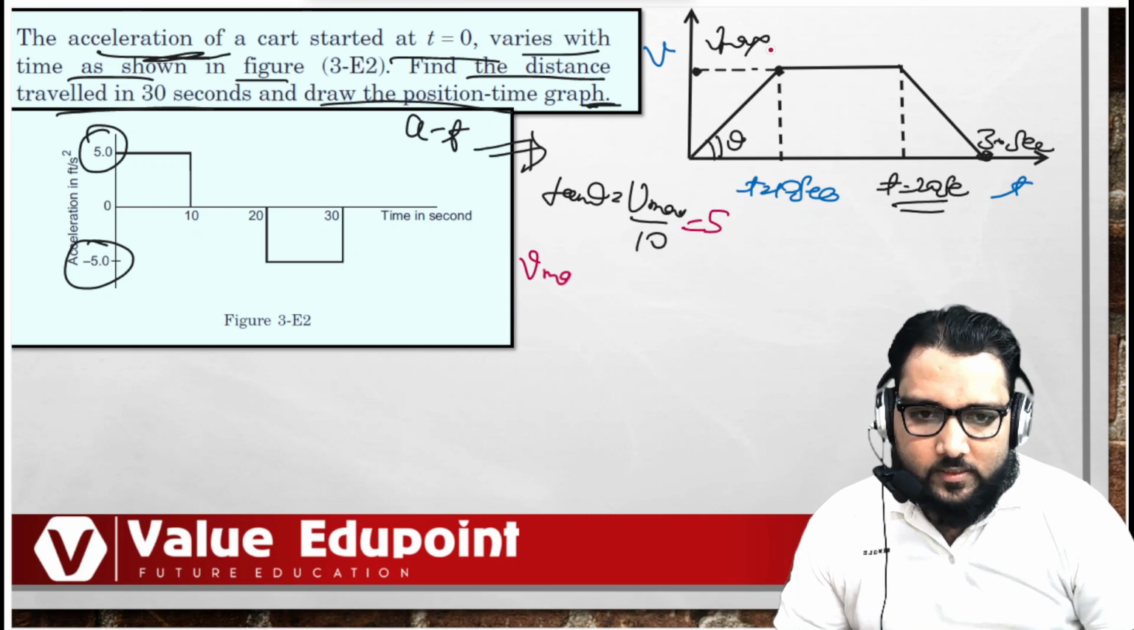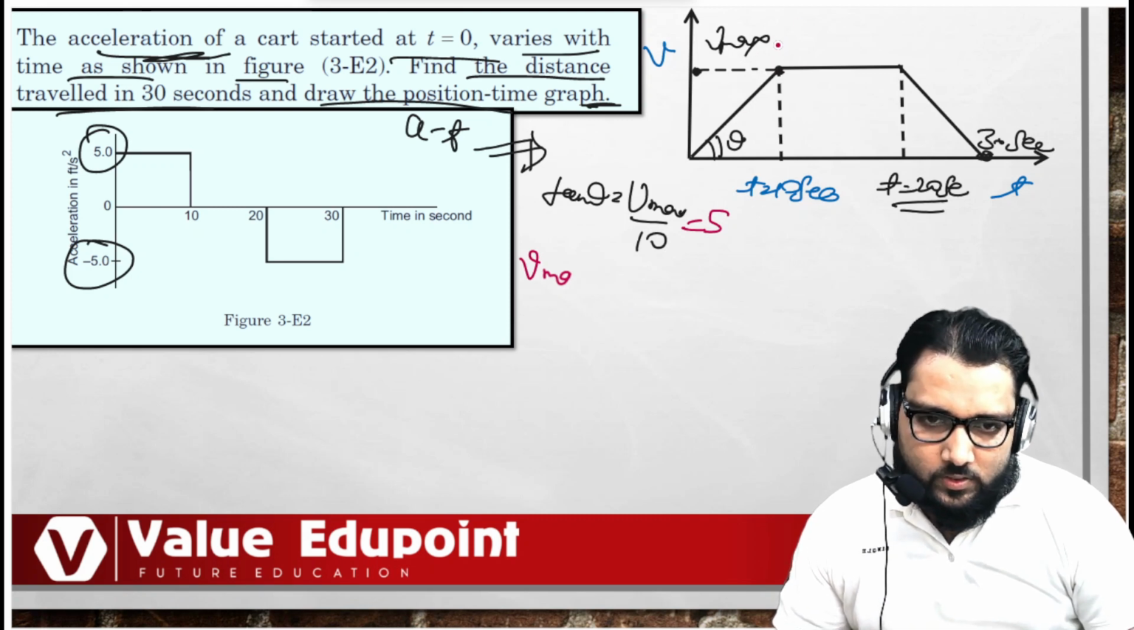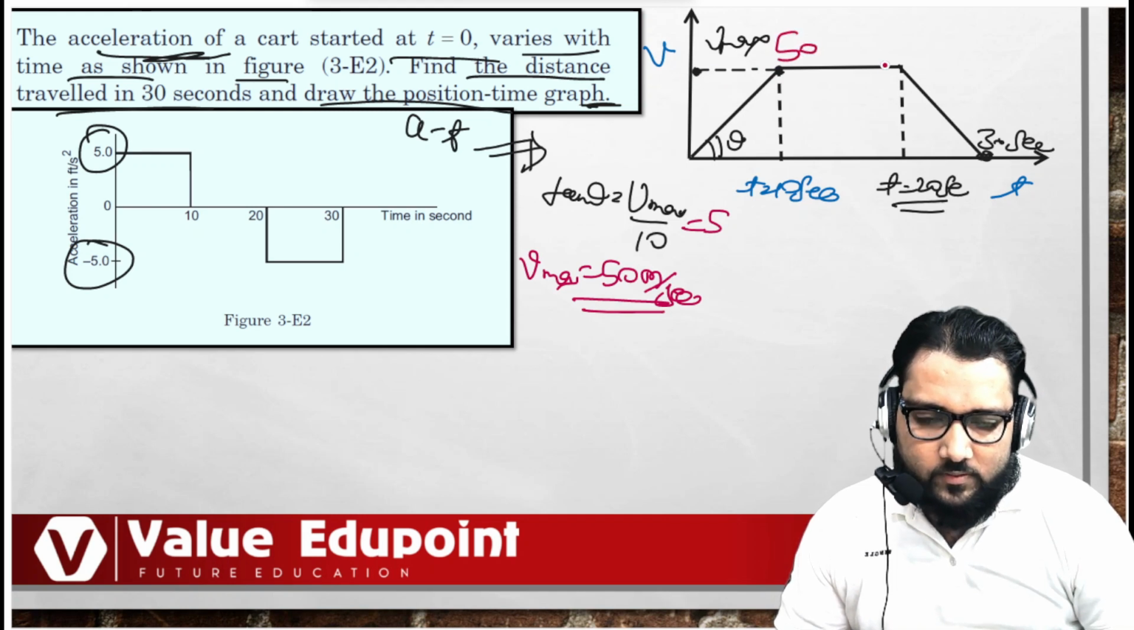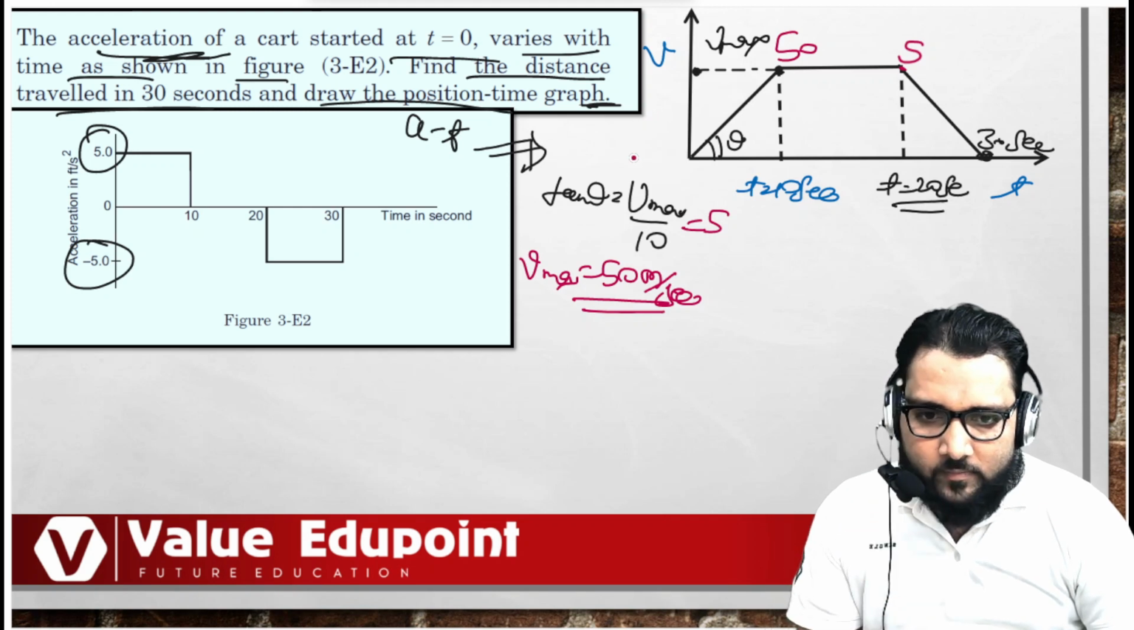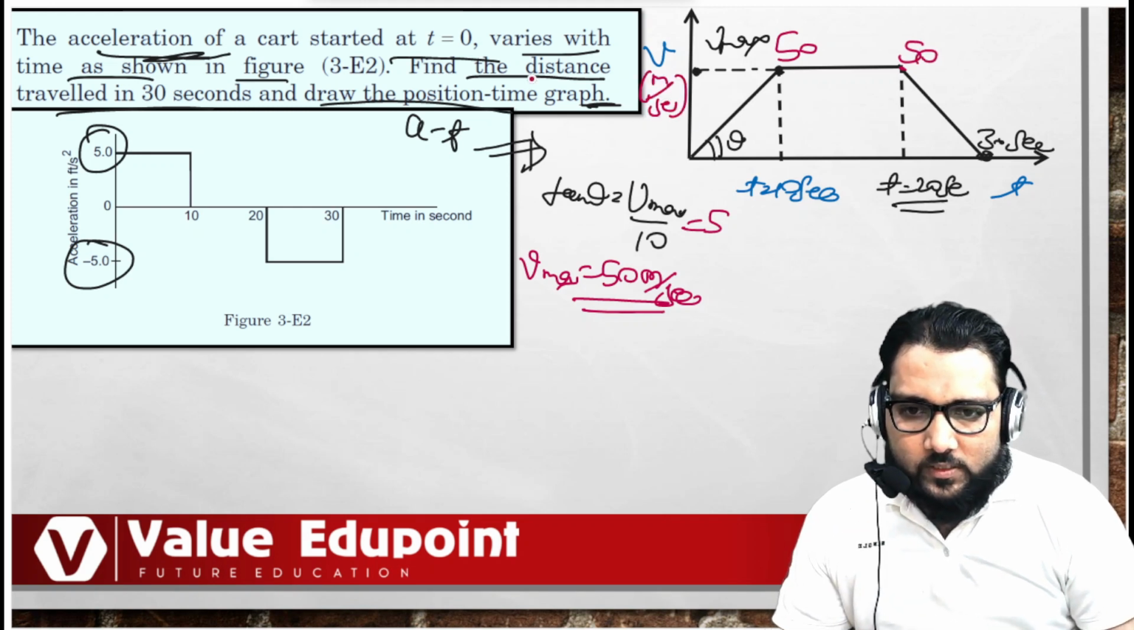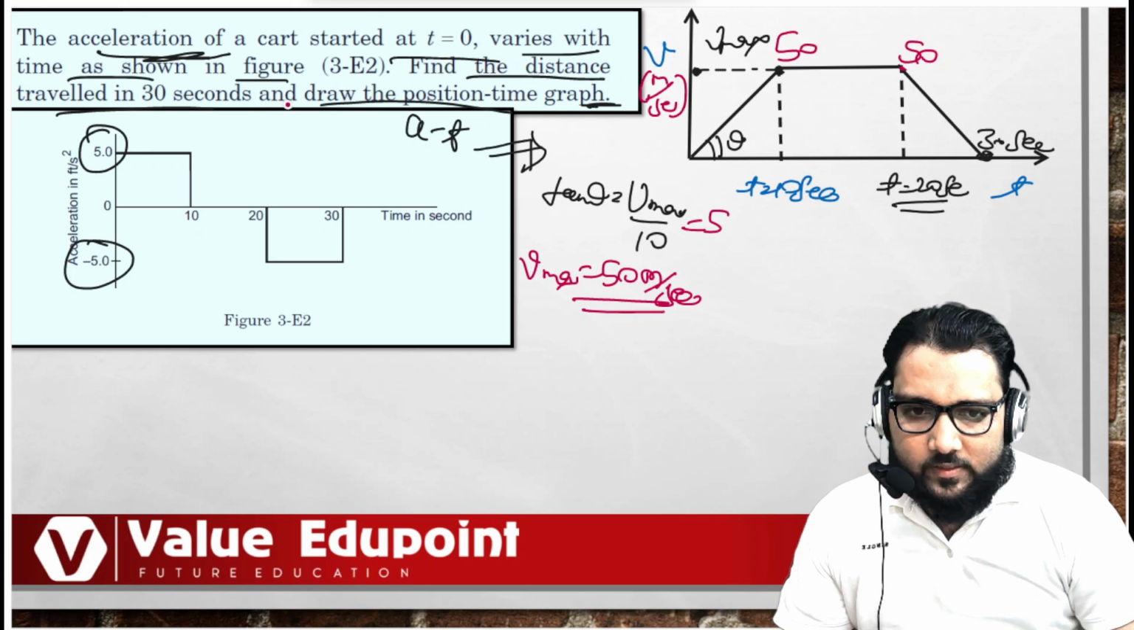Is it okay guys? So this point comes out to be 50. Okay, this is 50, and the velocity is in meter per second. Is it okay, guys? Now he is asking the distance traveled in the first 30 seconds.